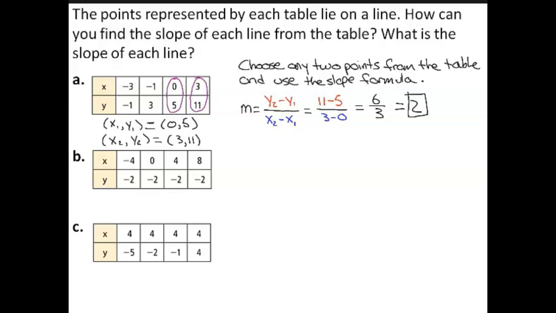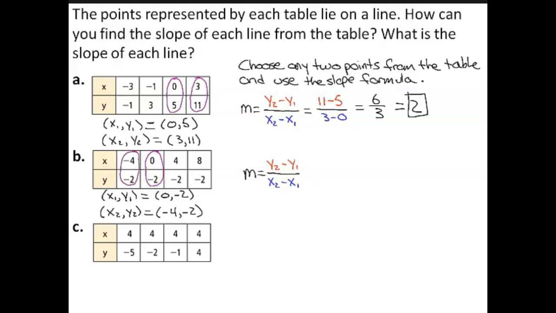Part B. To find the slope of the line, choose any 2 points from the table and use the slope formula m equals the quantity y2 minus y1 divided by the quantity x2 minus x1. Let x1, y1 be the point 0, -2, and let x2, y2 be the point -4, -2.